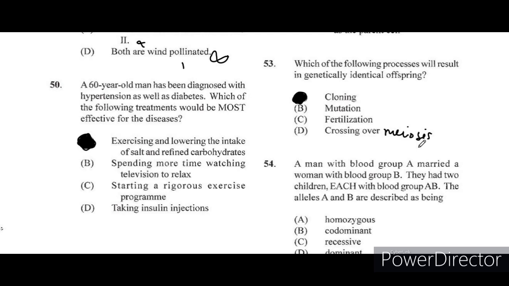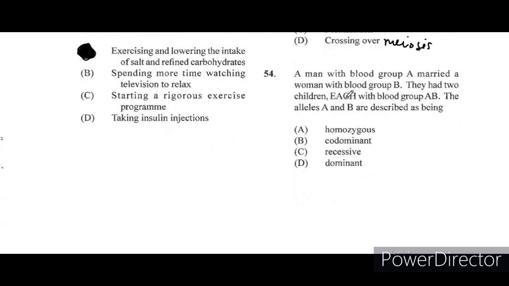Fertilization is the joining of two haploid cells, a male and a female, and you get some genes from your mom and some from your dad. You're not sure which ones you get from whom, so that's why your brother won't look exactly like you. Mutation is caused by an error in the genetic code, and that causes variation.